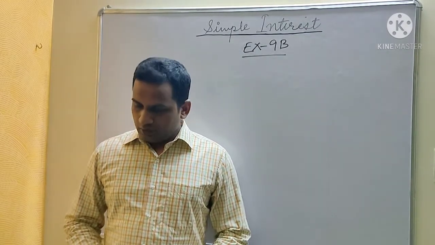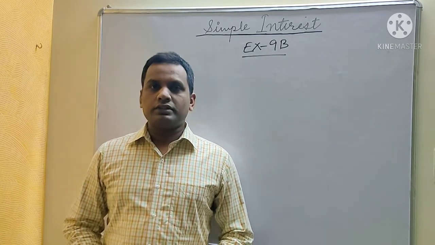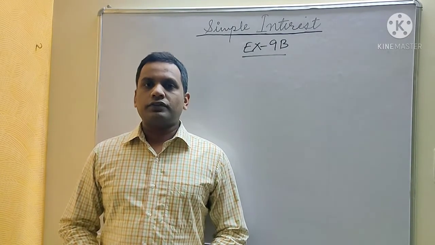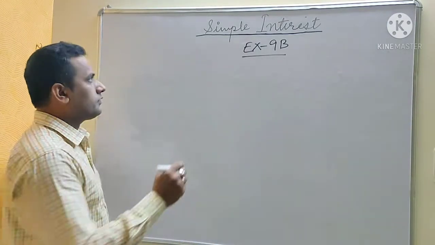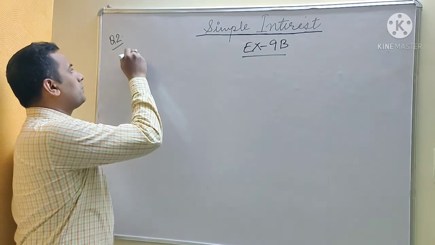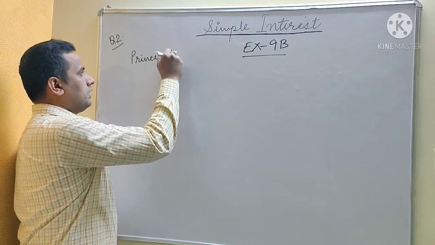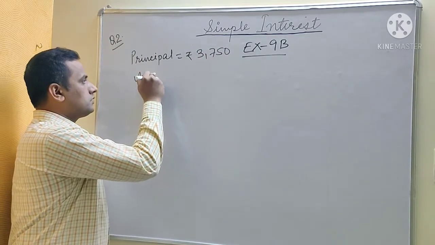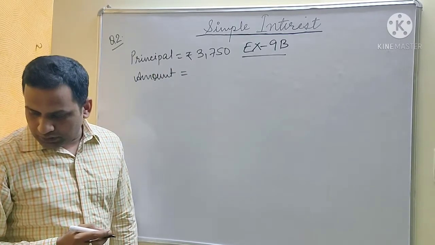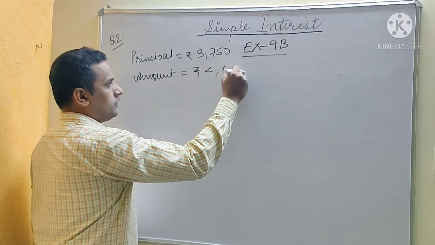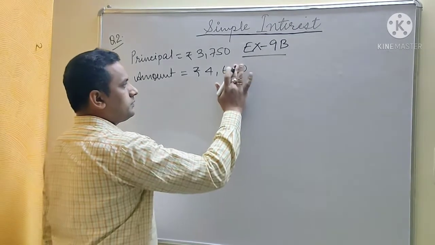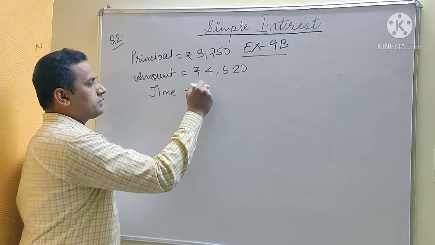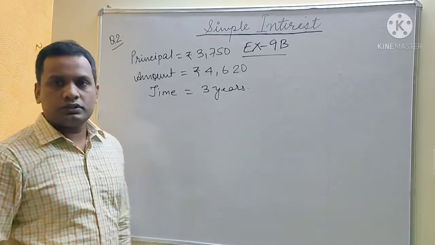Let us proceed to question number 2, where it is telling us that if rupees 3,750 amount to rupees 4,620 in 3 years at simple interest, we have to find out the rate of interest. So first of all, we have the information in question number 2, that is principal is equal to rupees 3,750, and amount is equal to rupees 4,620, and the time is 3 years. We have to find out the rate of interest.